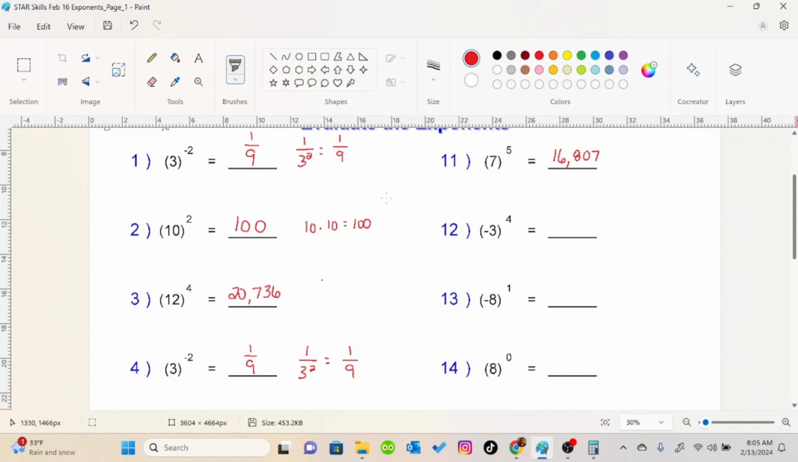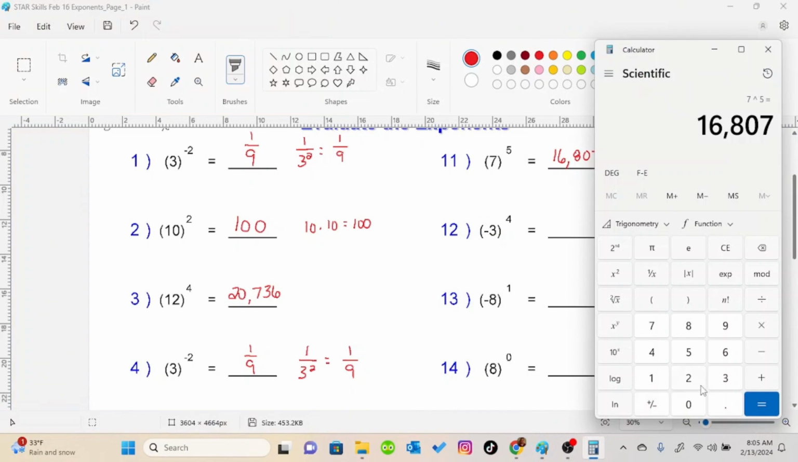Number 12. We have negative 3 to the power of 4. A negative number taken to an even power becomes positive. So now we have 3 to the power of 4. And our answer is 81.